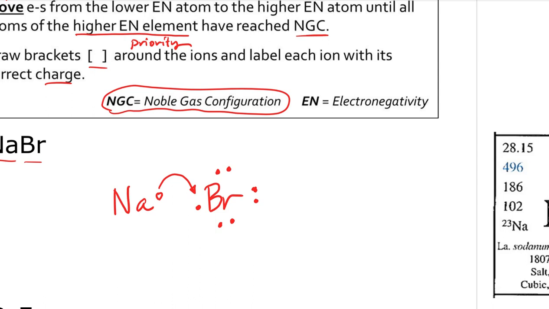Bromine will pull it away from the sodium. Bromine has a much higher Zeff of 7+. Sodium has a Zeff of just 1+. So bromine is going to pull that electron over rather easily. Sodium will then lose it.